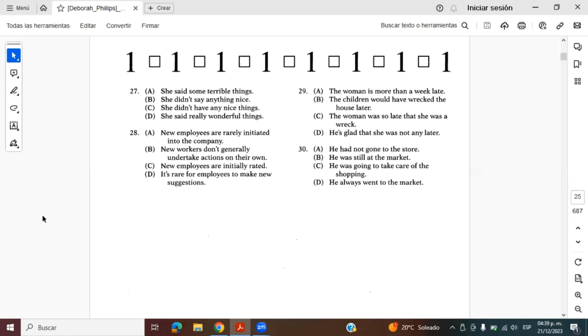Number 29. Did you enjoy taking care of the children all afternoon? If you had gotten here any later, I'd have been a wreck. What does the man mean?